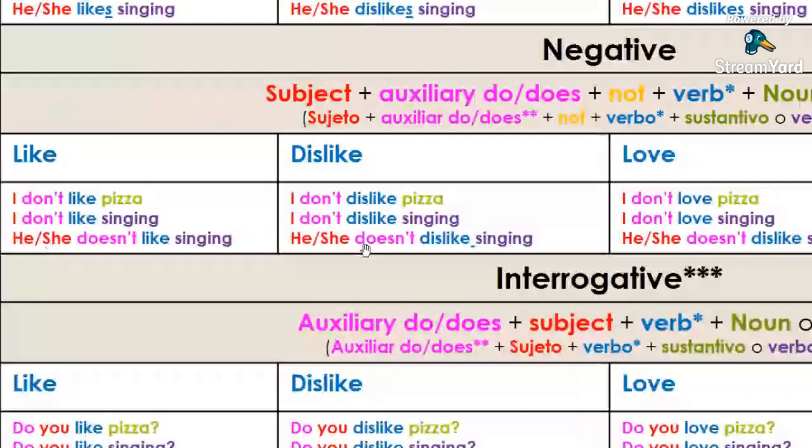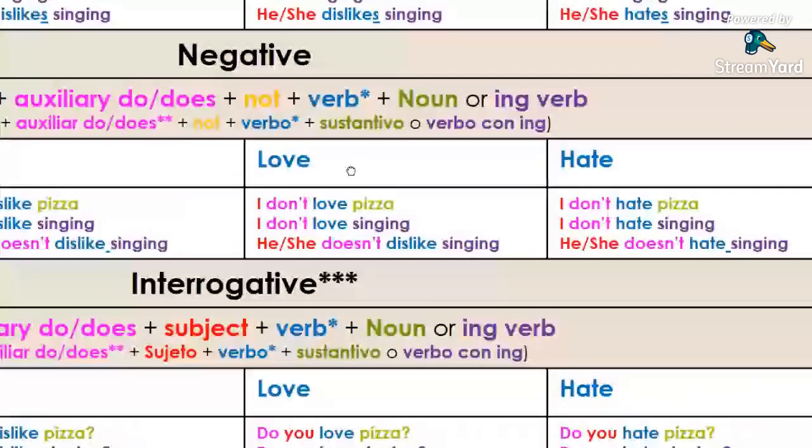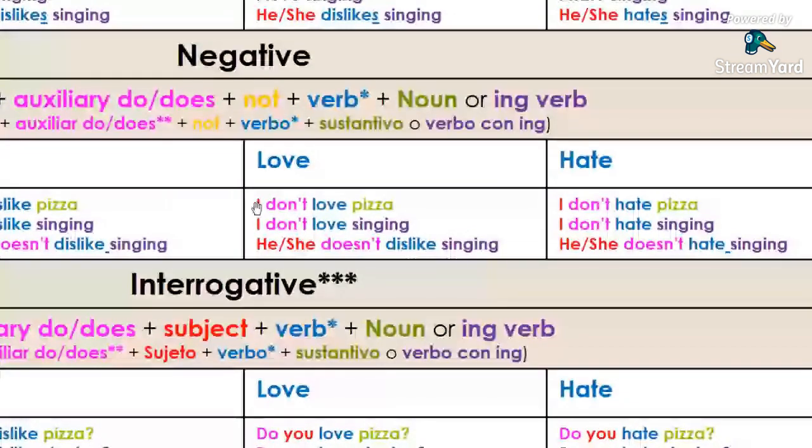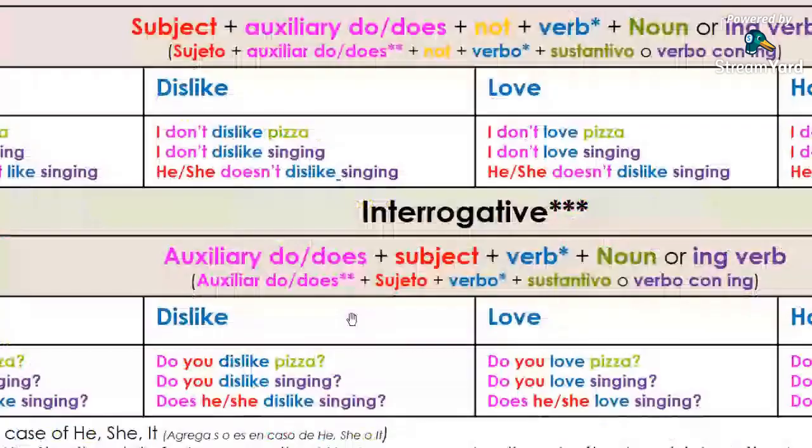And it's exactly the same for the rest of the verbs: dislike, love, and hate. So you can see it's exactly the same. And you can notice here that when we use doesn't, we don't put the s or es at the end of the verb. Why? Well, we indicate the present simple just with the auxiliary. So we don't need to put the es or s at the end of the verb. We just put the es with the auxiliary. This is very important.